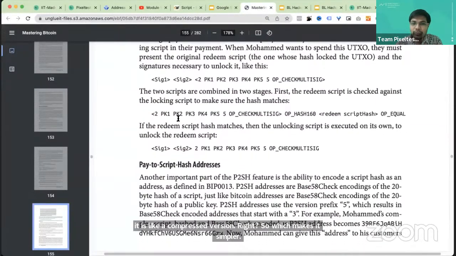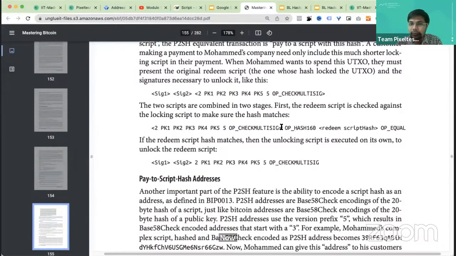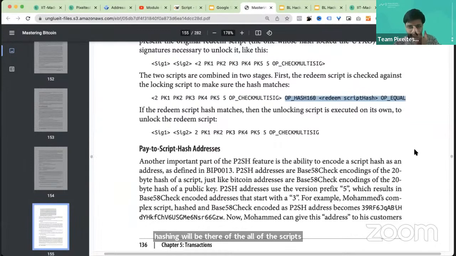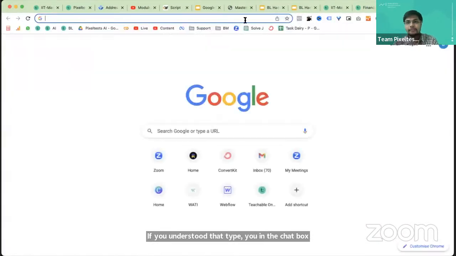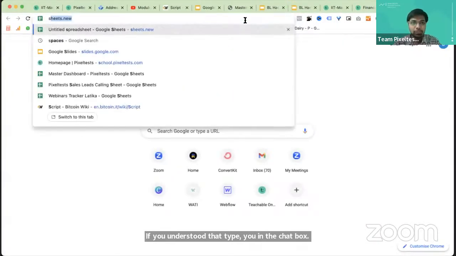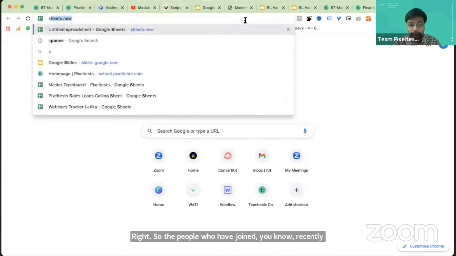Now, how it is going to look is this way. The locking script will be simple. 2 out of 5 is like this, and the hash will be there of all of the scripts, right? So it becomes simpler. If you've understood how this script is being compressed by using hash 160 or hash 256, if you understood that, type U in the chat box, right? The people who have joined recently, let me just go ahead and show that.